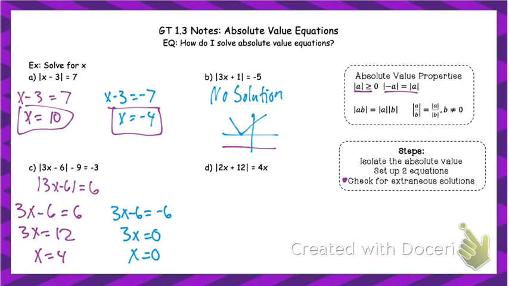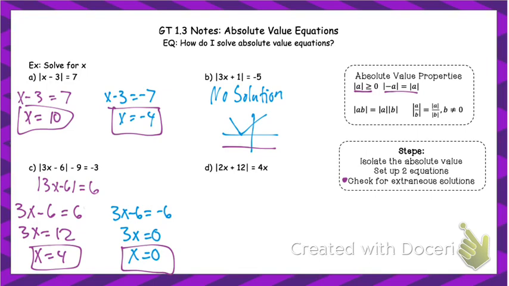All right, so what happened here: we first got the absolute value by itself, and then we split it into two equations. We set it equal to +6 and equal to -6, and then we solved both of those equations to get two different answers, x equals 4 and x equals 0. If I plug those back into the original, both of these equations would work out, so both of these answers work. So now let's try D.